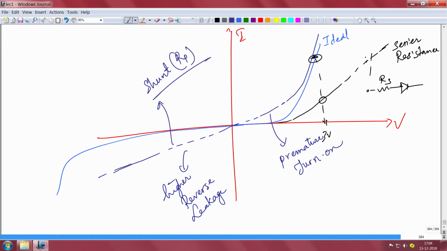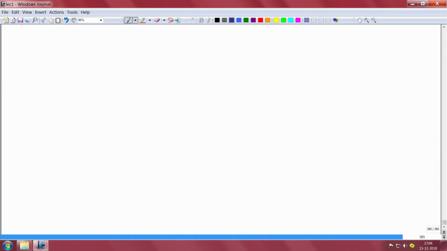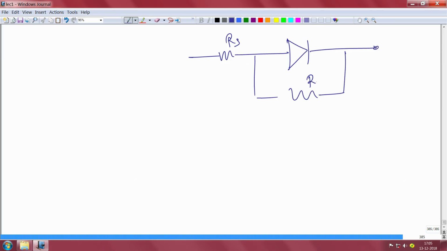If you look at the circuit now, these are PN junction things only, but I am talking about them in the context of LEDs, because you will see that in practical LEDs these are important. So if you look at this circuit again, this is your series resistance, this is your diode, and this is your shunt resistance RP.